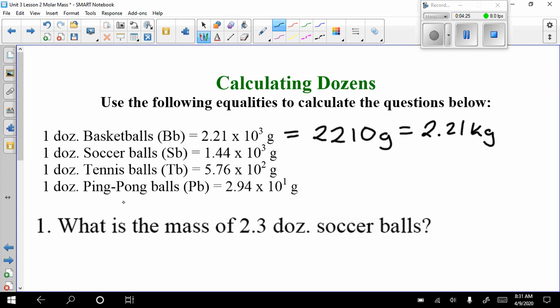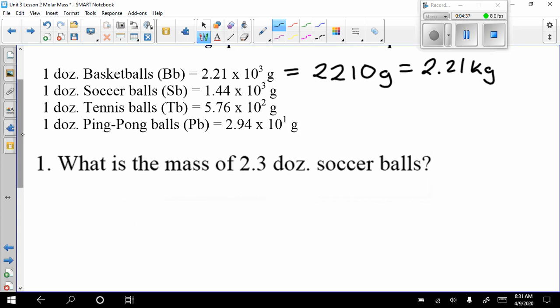All right. Well, let's do some calculations with this. I'm going to take this analogy to chemistry in a second, but I think it's important for you to see what I'm talking about. So if I asked you what was the mass of 2.3 dozen soccer balls, well, you would say, I know what a dozen soccer balls weigh. A dozen weighs this.